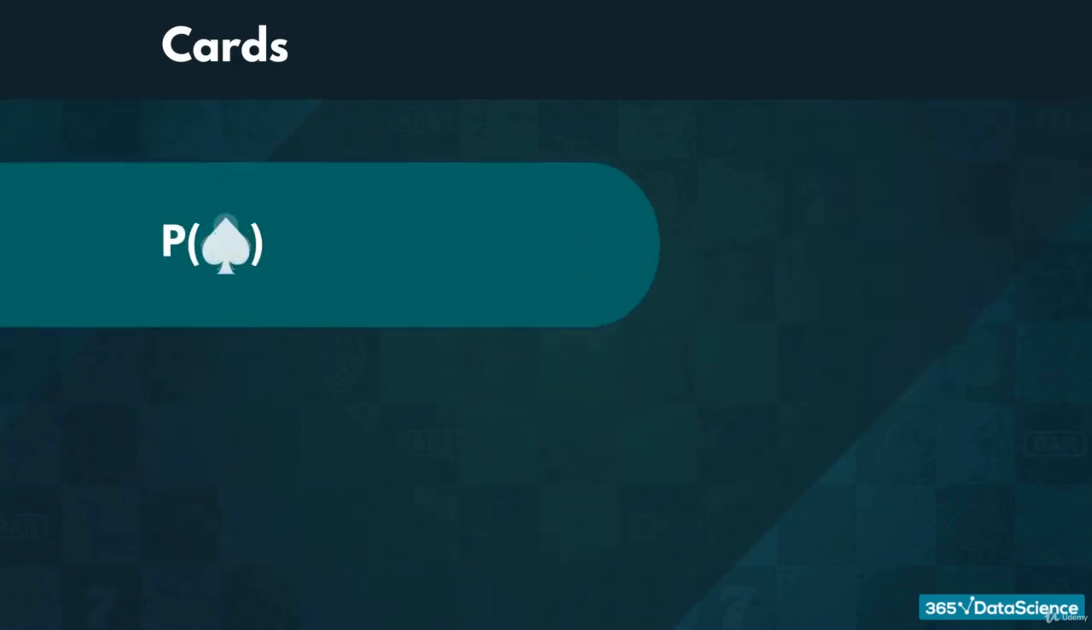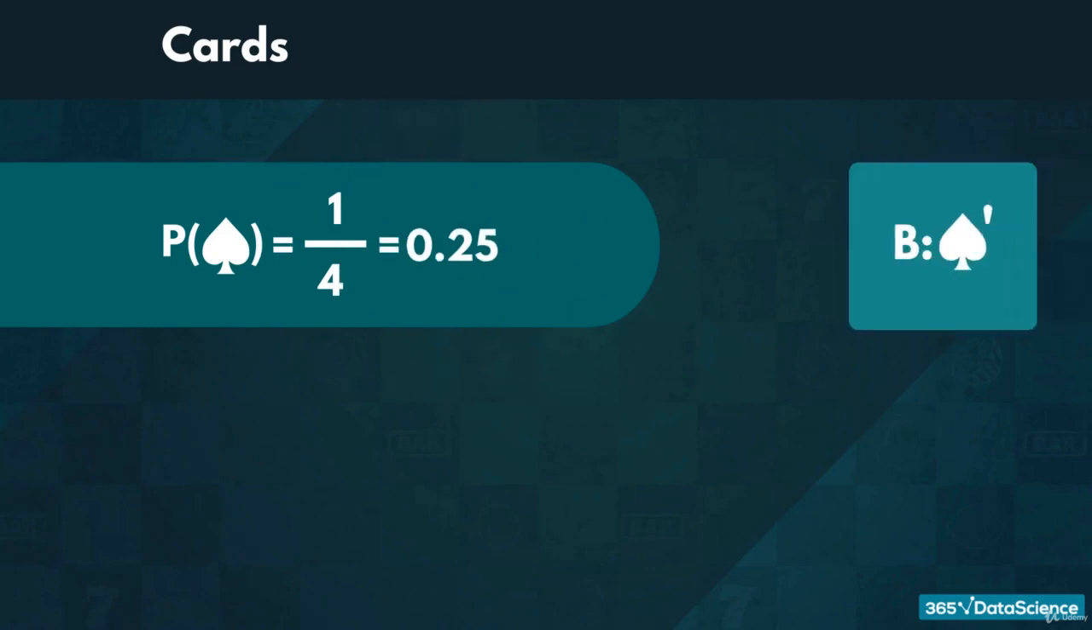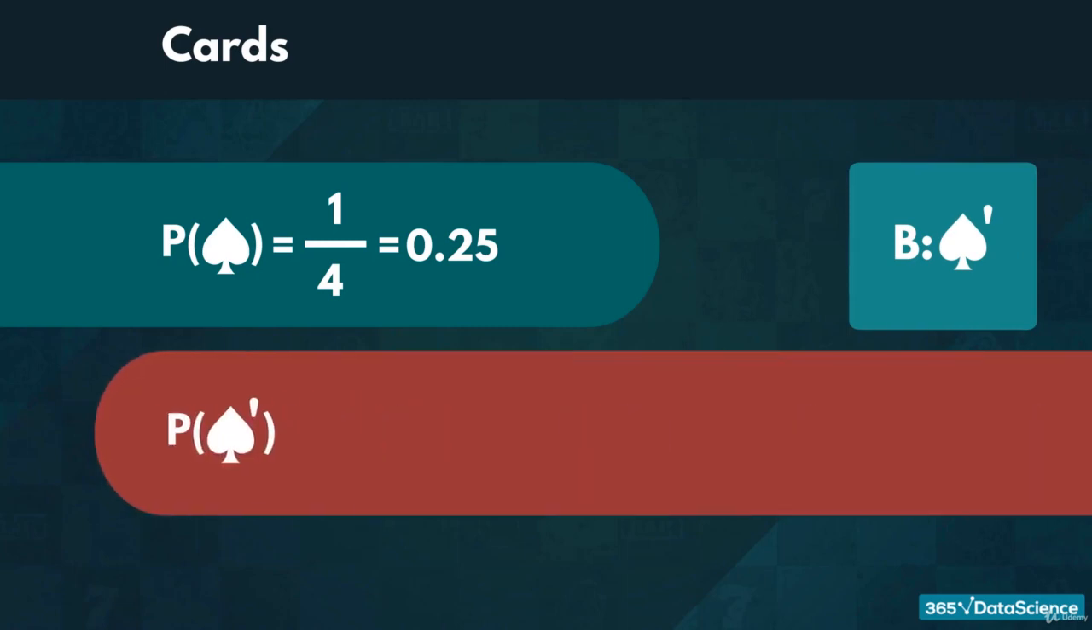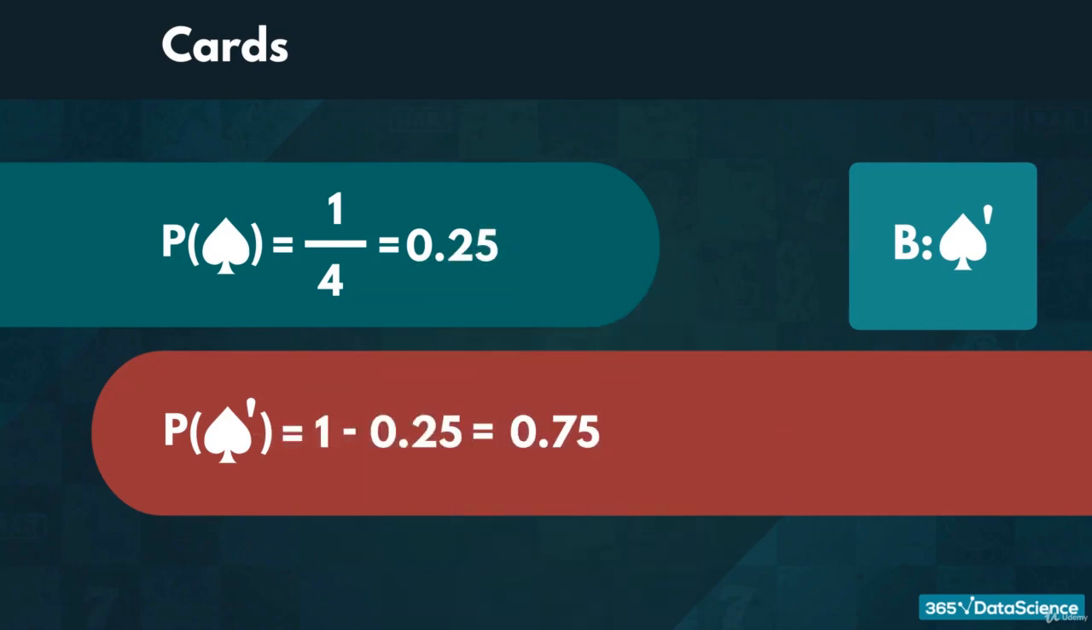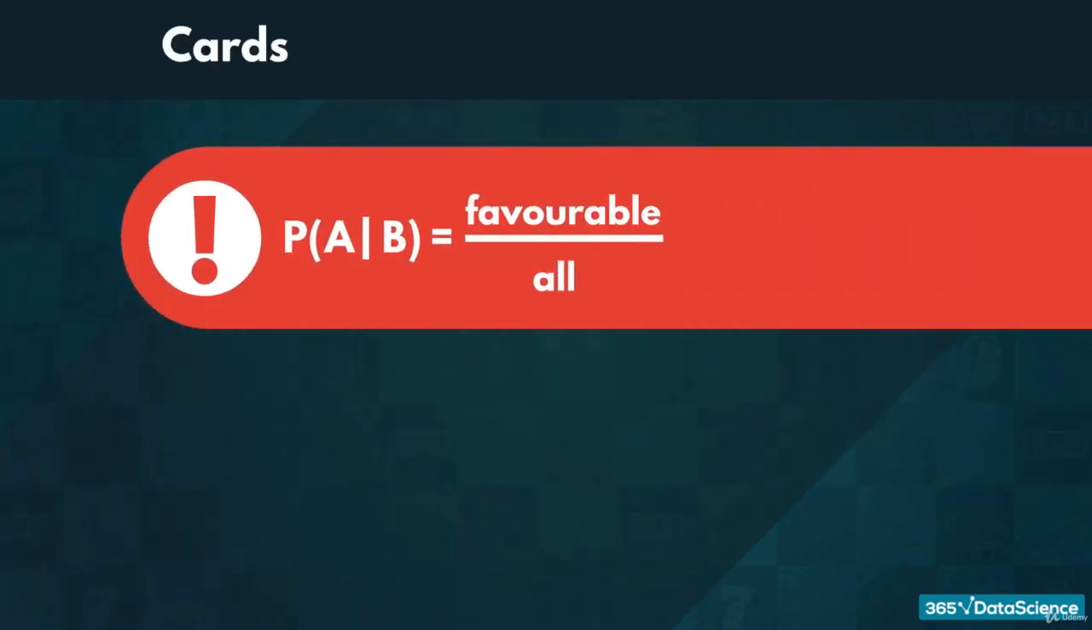As stated before, the likelihood of drawing a specific suit is 1/4, or 0.25. We already discussed how to calculate the probability of complements, so the probability of B would equal 1 minus 0.25, or 0.75. Now, be careful when estimating the probability of drawing a spade on the second turn.